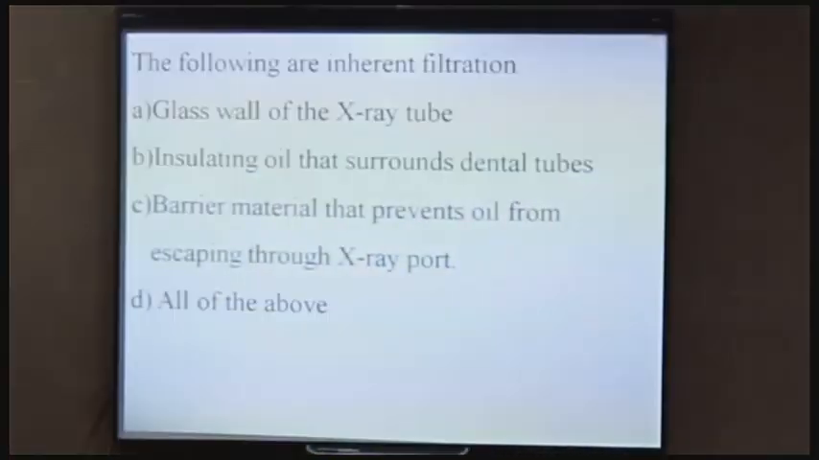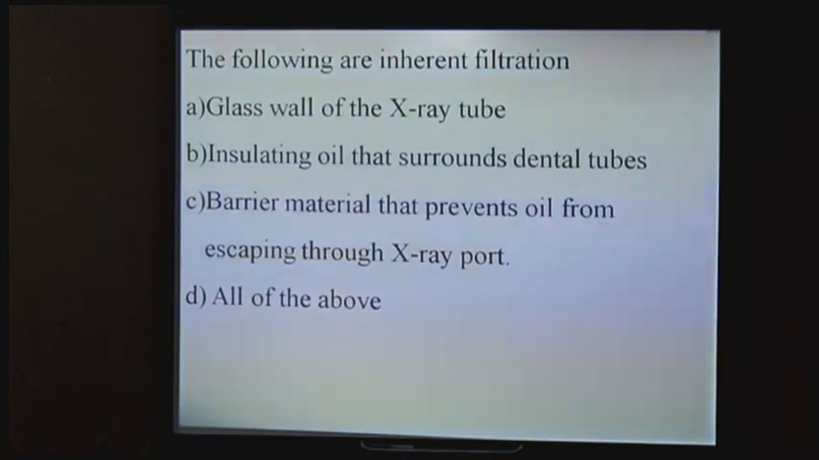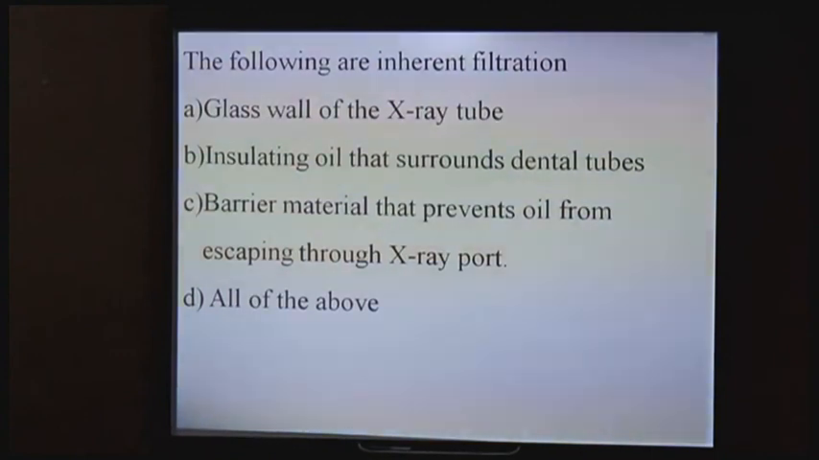The following are inherent filtration techniques. What is filtration? Filtration is something which will absorb your scattered radiation. It will prevent film fog. And the common material for your external filtration is aluminium. So the filtration you use for a machine is internal filtration plus external filtration, which is your total filtration for that particular machine.